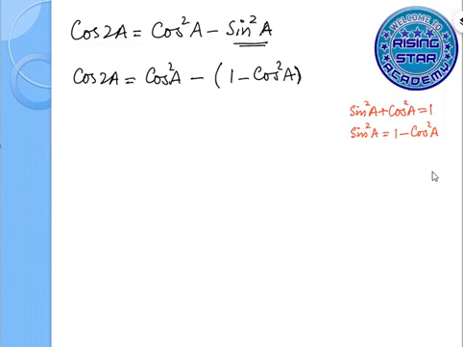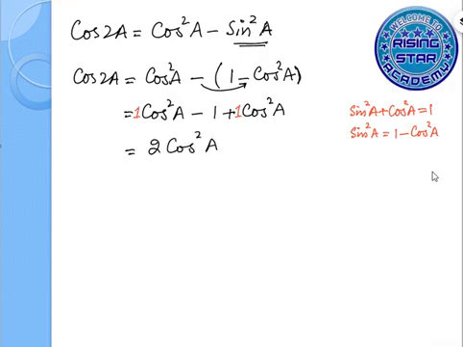In the next step, we will remove the bracket. So cos square A minus 1. Due to this negative sign, the sign would change. That would become plus cos square of A. So now this is 1 cos square A and this is also 1 cos square A. So finally that would become 2 cos square of A minus 1. That is cos of 2A.